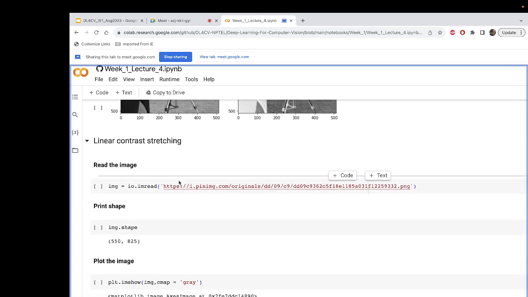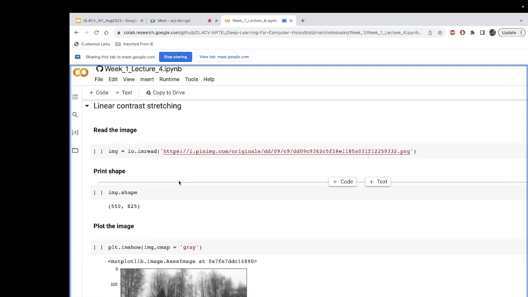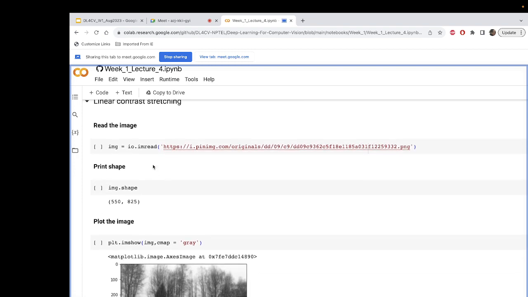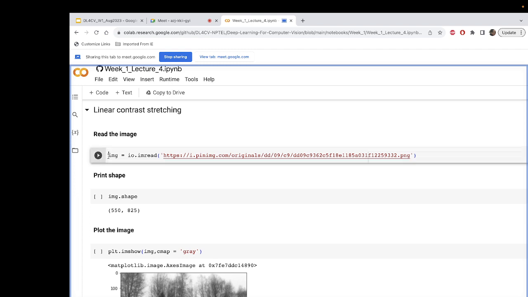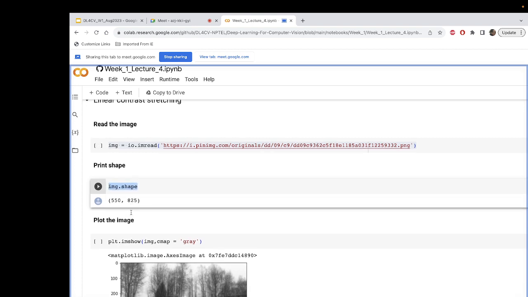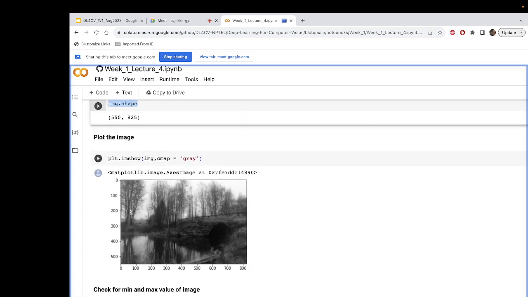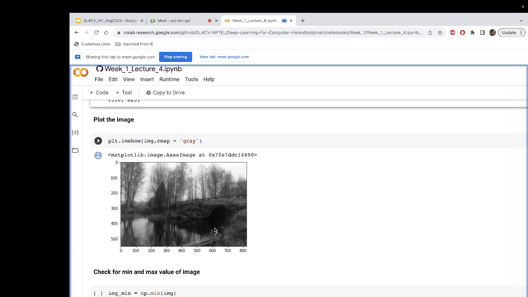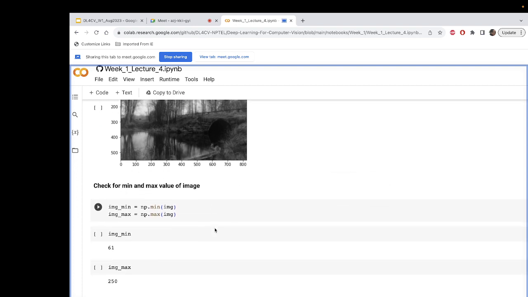Okay, so next we'll do some contrast stretching. So let's read another image next. Going by the shape, this is again a grayscale image. So this image looks like this. Now we'll enhance the contrast of it.